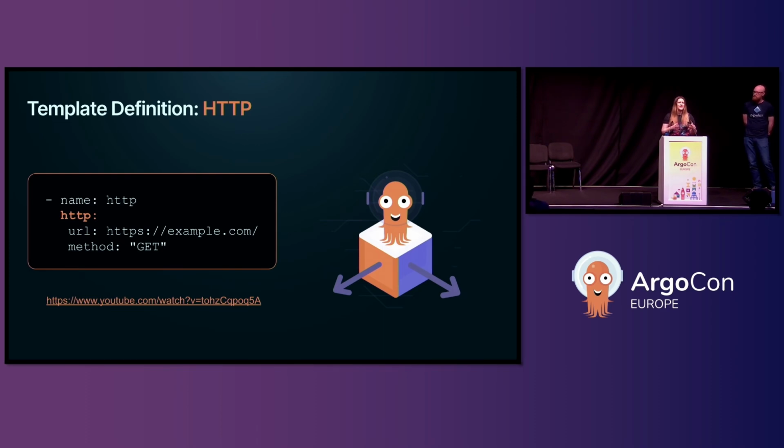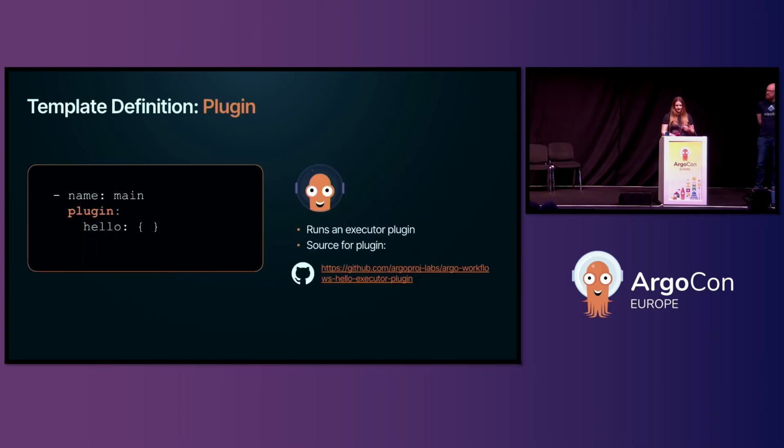In this example, we are making a very simple GET request, but we could use any standard request method here. This template gives us many options to configure our request, and again, we can use success and failure conditions to determine whether a step should be marked as failed or successful. You can find a more detailed walkthrough of this template type in the video that we've linked in the slides.